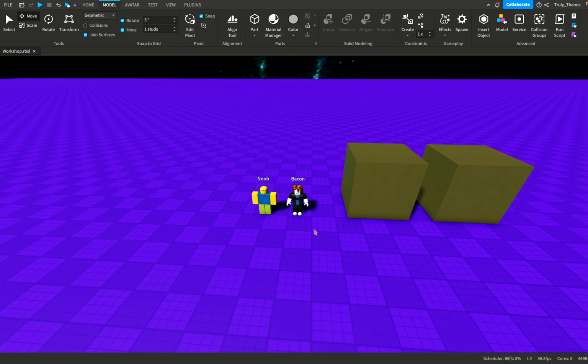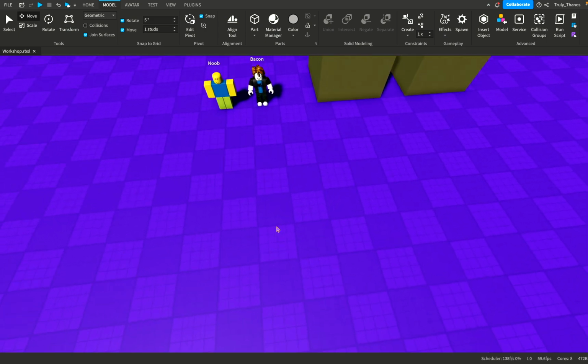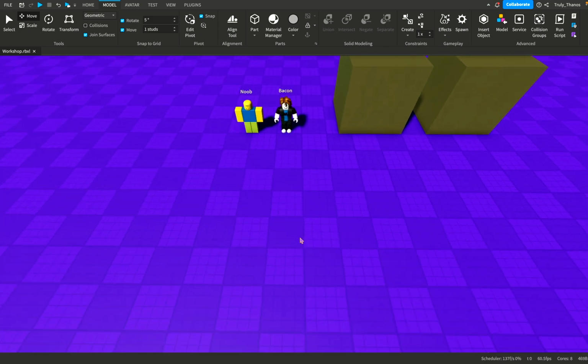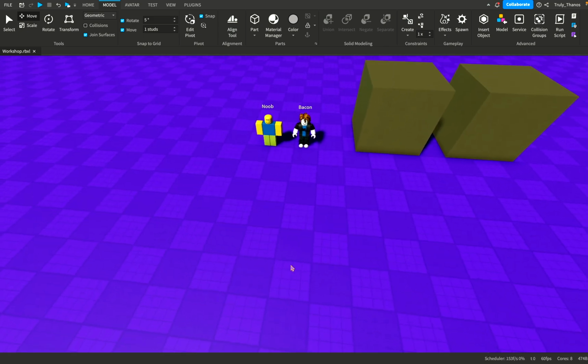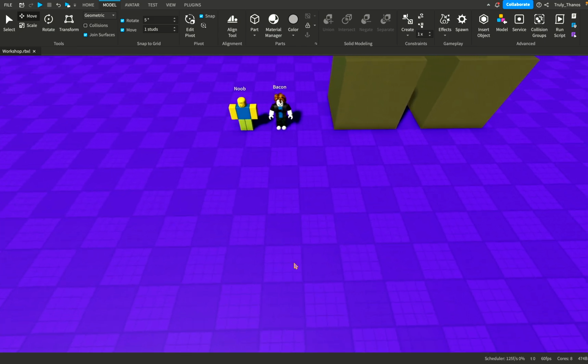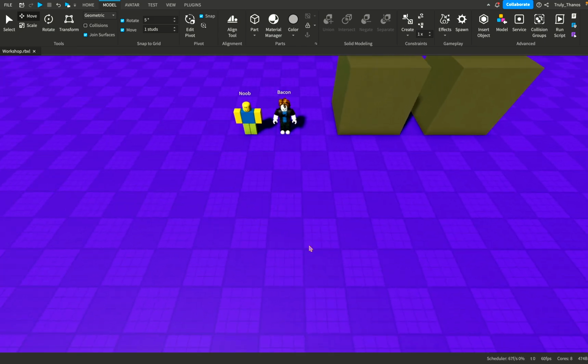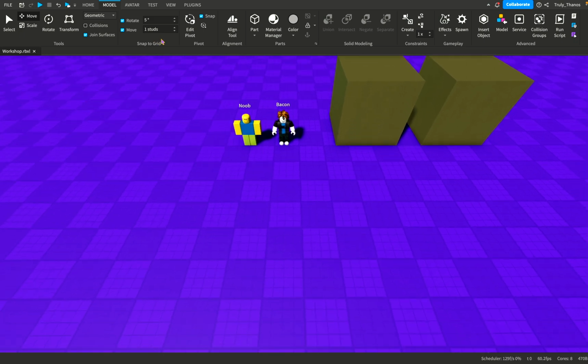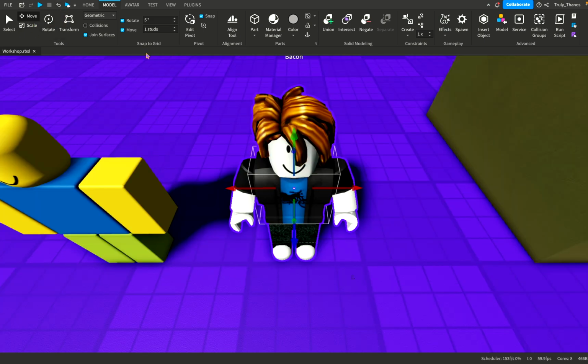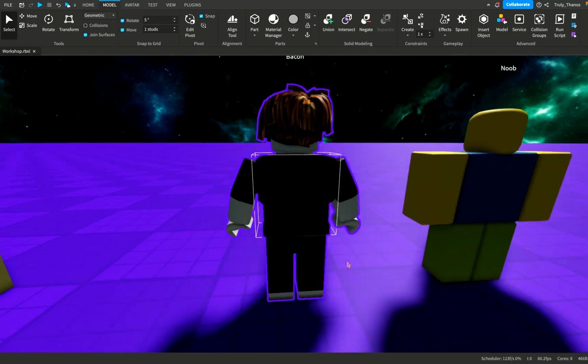So, as you can see, the base plate that I have is kind of a grid. And it has 4x4 squares that make up larger squares. So essentially, this is the grid, and each one of these small squares is about the distance of one stud. And when we're snapping, we're measuring in studs. So you can see here that the bacon stands upon two studs, roughly. So this gives you an idea of what a stud is.